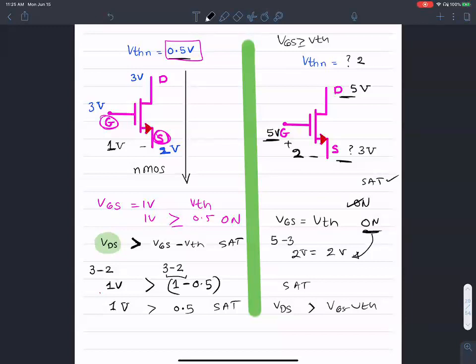Okay, questions please. I think VDS might be smaller because it will be 2 volts and VGS minus V threshold. Yeah, sorry. Zero. All right.